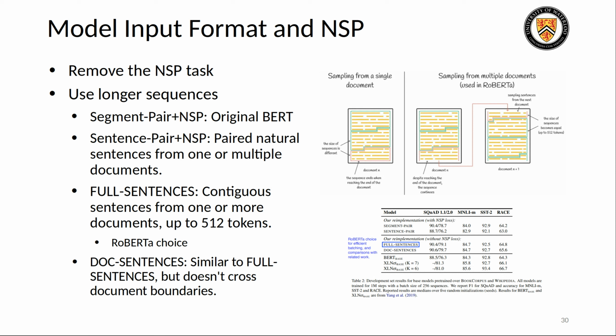without the NSP objective. The authors found that the NSP objective did not provide significant improvement over the other settings, and in some cases, it even hurt the performance. They also found that using longer sequences during pre-training, such as full sentences or document-level sentences, led to better performance compared to using individual sentence pairs. Based on these findings, RoBERTa used the full sentences setting without the NSP objective for pre-training.